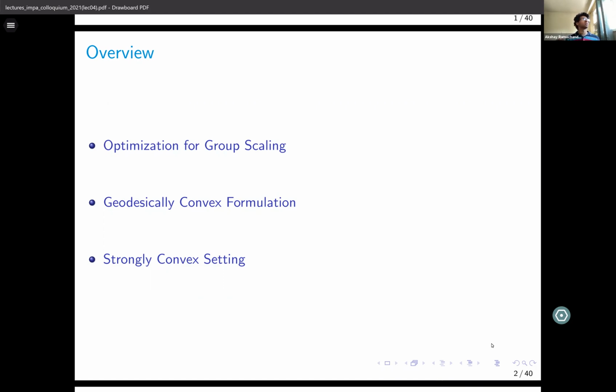Just recall that convex functions were those which were convex along lines, right? So the second derivative on lines was positive. Geodesically convex functions will pick a different geometry on the space, and it'll be convex in that geometry. And given that, we can now do an optimization perspective for tensor scaling, which is a non-commutative generalization. And so now we'll have the setup for what is the convex formulation for this problem.